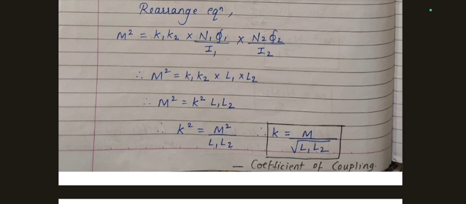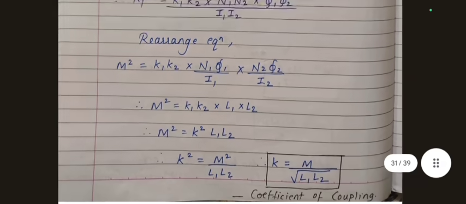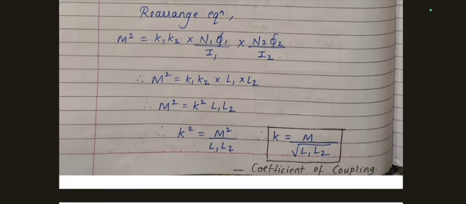Now taking K square on the left hand side and keeping all the components on the right hand side, we will get M square upon L1 into L2, and by taking the square root we will get K is equal to M upon under root of L1 into L2, and this is nothing but your coefficient of coupling. This is a 5-star question I can say, and a very important question. So just before going to the exam, if your exam is tomorrow, write this derivation 1 or 2 times, so you will be perfect in it.